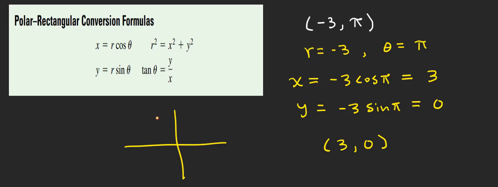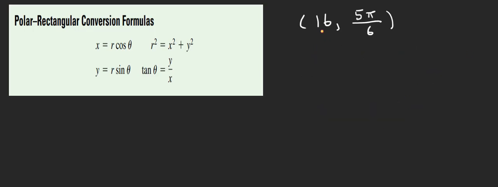Well, pi is over here, but you're going negative 3. So you have to go 1, 2, 3, and that is a point. And guess what? That's the same thing as 3 comma 0. Now we got 16 comma pi, 5 pi over 6. So r equals 16, and theta is 5 pi over 6.